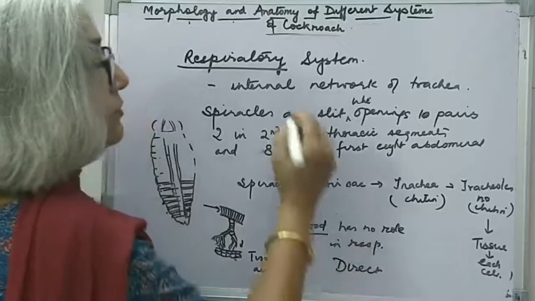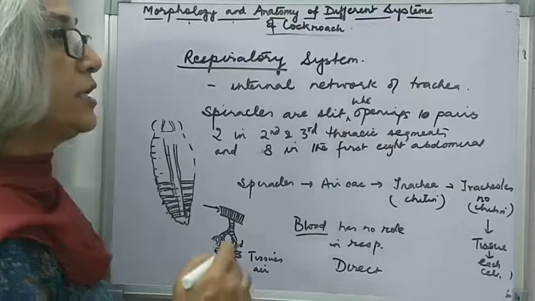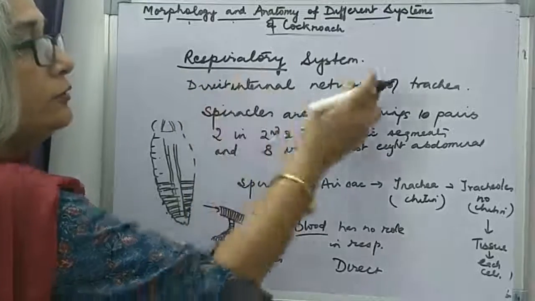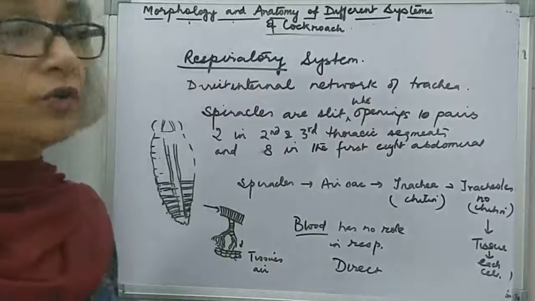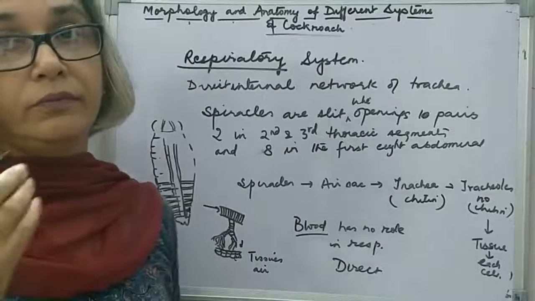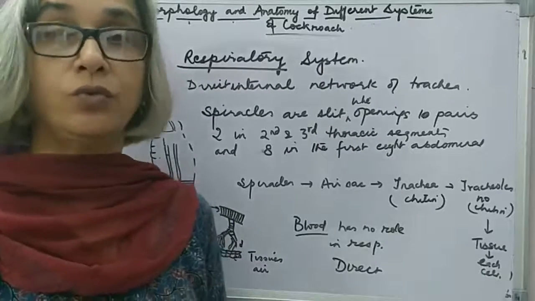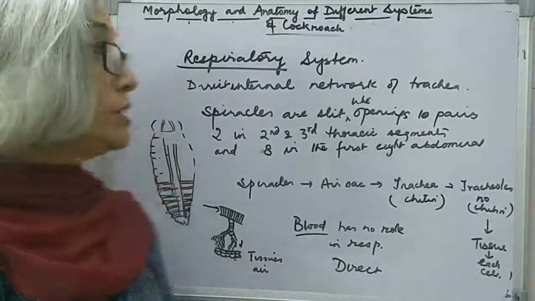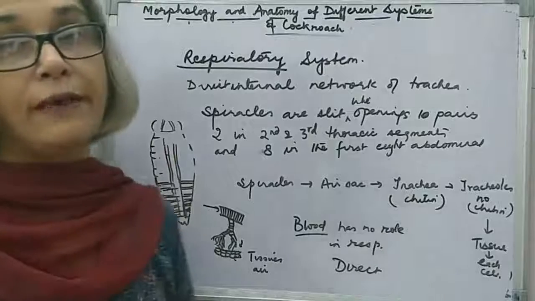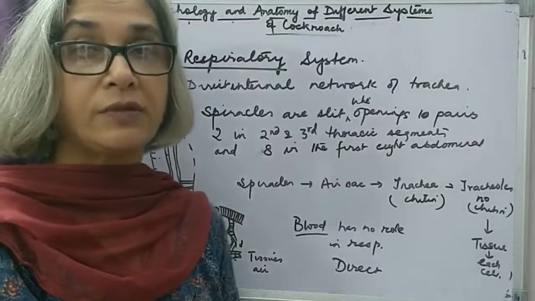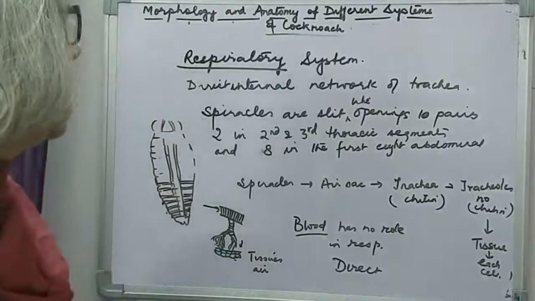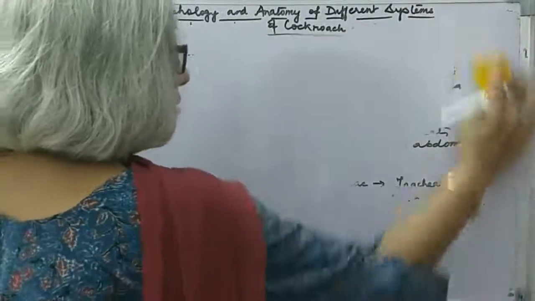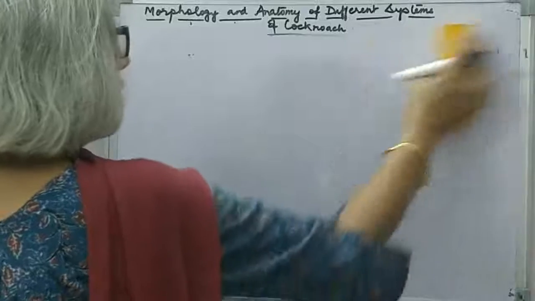That is why we say that respiration is through a direct internal network of tubules of trachea. So exchange from the outside to each cell of the body, air is given through this network of tubules. So this is about the respiratory system. Now we will do the nervous system, and after that the reproductive system.